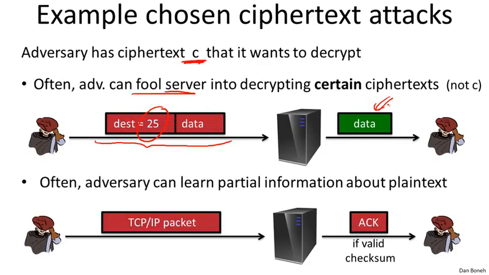Another example we saw is an adversary that can learn something about the plaintext by submitting ciphertexts to the decryptor. So we had this example where the adversary submits encrypted TCP/IP packets to the decryption server, and if the decryption server sends back an ACK, the adversary learns that the decrypted plaintext had a valid checksum. And otherwise, the decrypted plaintext didn't have a valid checksum. So this is again an example of a chosen ciphertext attack where the attacker submits ciphertext and learns something about the decryption of that ciphertext.